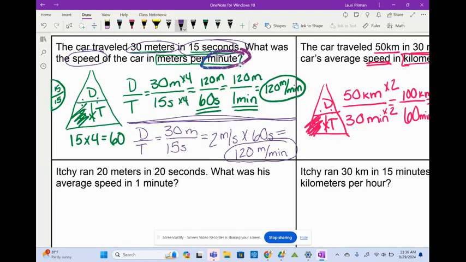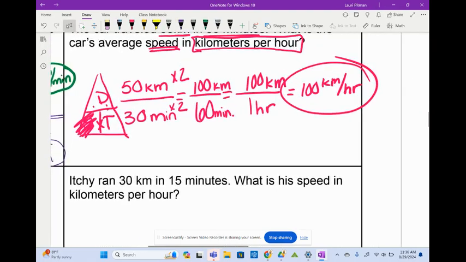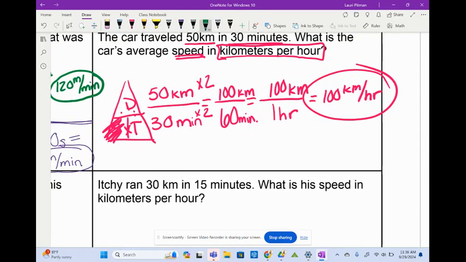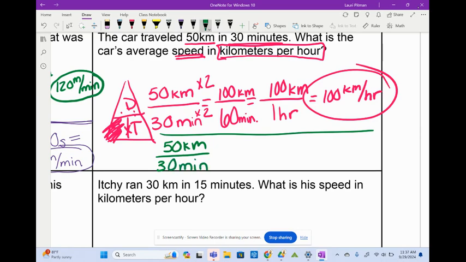Okay, I'll show you this way with the other problem really quick. Again, they gave us our distance over time, which was 50 kilometers per 30 minutes. I can go ahead and figure out what my speed per minute is. Here it's 1.66 repeating. And now again, that is my speed in kilometers per minute.